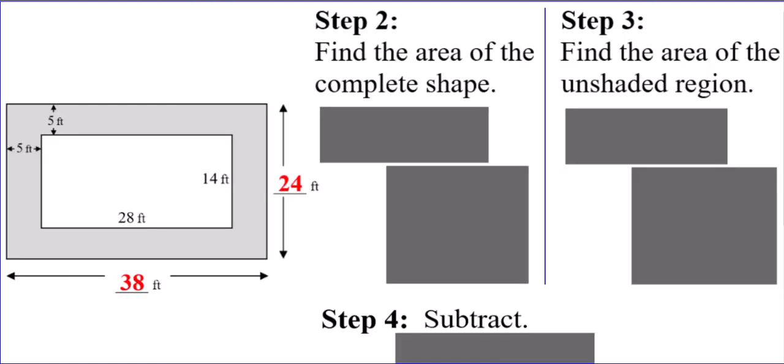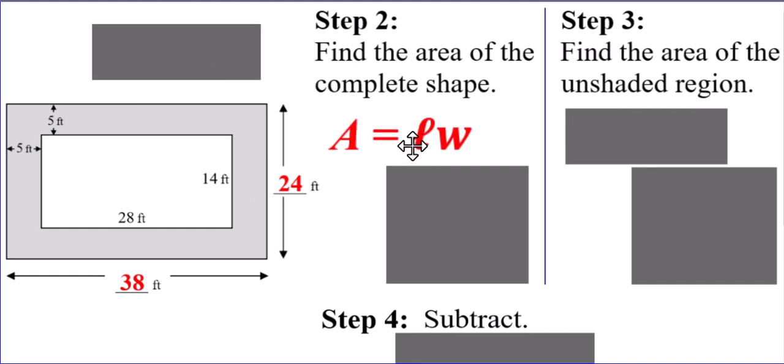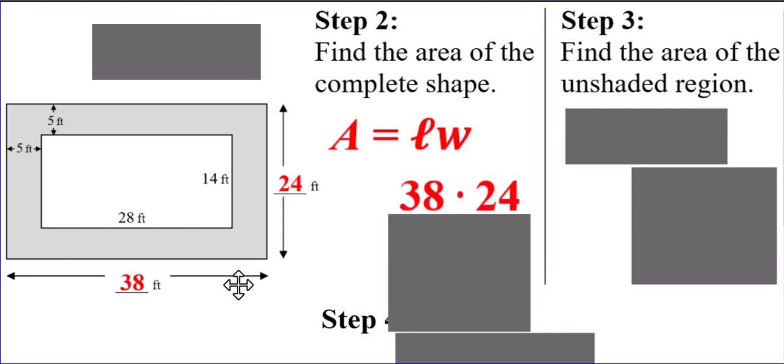Step two, we're going to find the area of the complete shape. And then step three, we're going to find the area of the unshaded rectangle inside. So let's do this together. Area of a rectangle is length times width. An L will look too much like a 1 if you don't make it cursive, so that's why I made this a lowercase cursive L. So length times width for the complete shape. Well, that would be 38 complete length and 24 for the complete width. We're going to multiply those together.